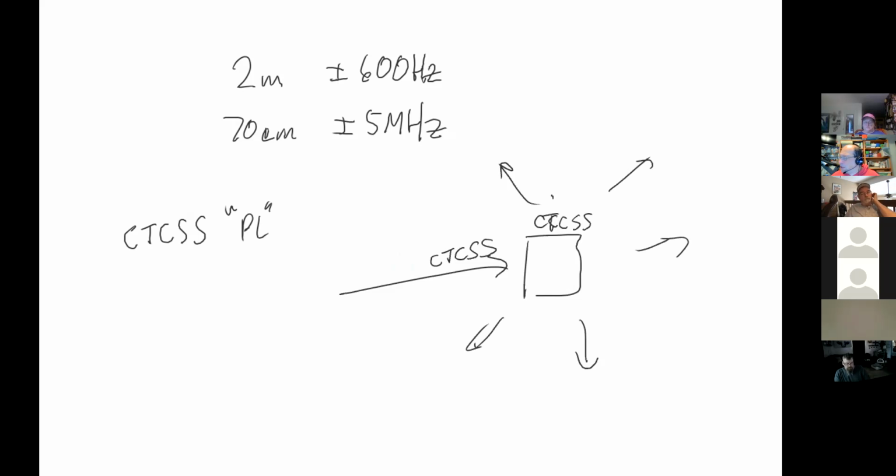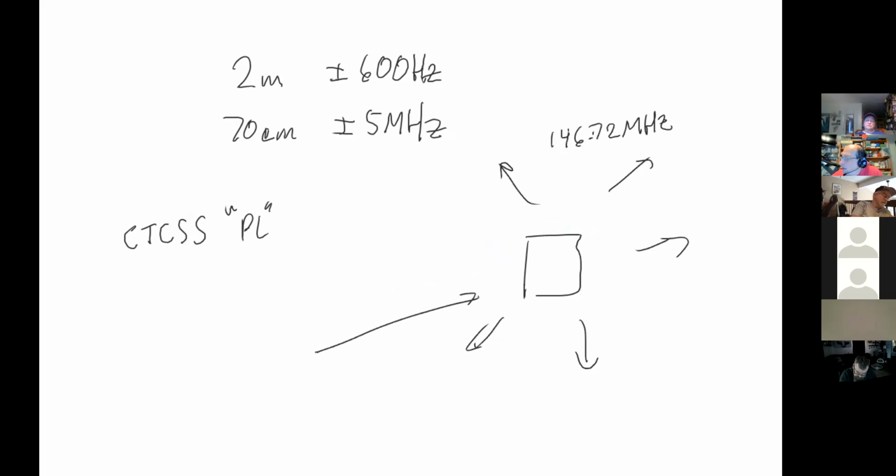There's also something called DCS, which is digital coded squelch, a modern version of CTCSS. It's basically a digital code that's sent along with your signal that allows the repeater squelch to open and allows the signal to be sent. If you have the improper offset set up, so let's say the repeater is transmitting on 146.72 megahertz, my signal going into it has to be 146.12 megahertz.